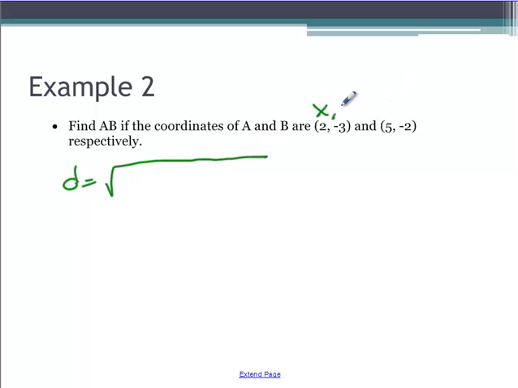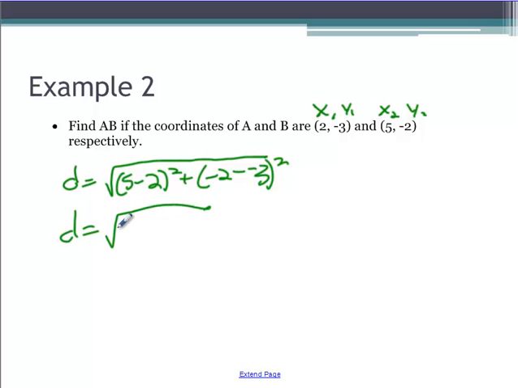As you're getting more and more comfortable, you may want to label these just so we know what we're doing. x2 minus x1 plus y2 minus y1. Be very careful with negative signs here. That's one of the most common mistakes. 5 minus 2 is 3, so we have 3 squared plus, minus a negative is a plus, so that's 1 squared.